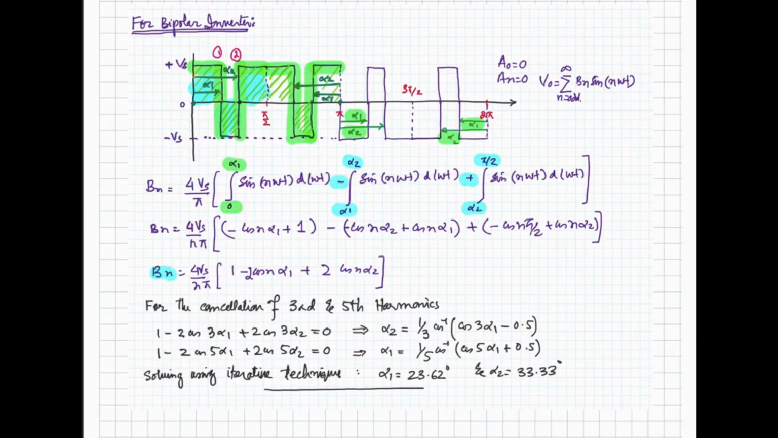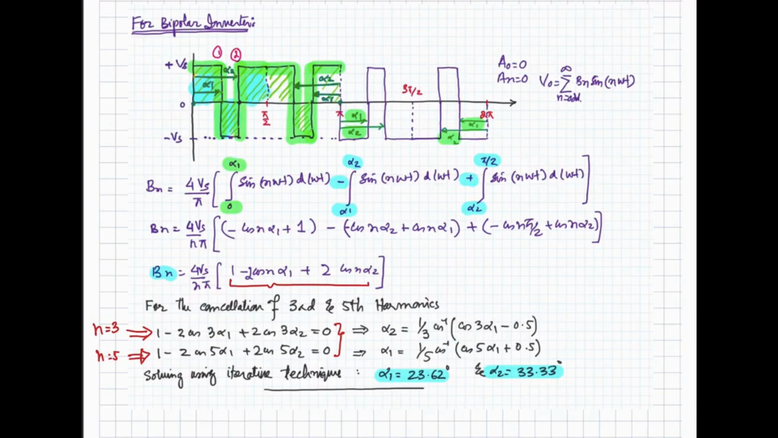Now for the cancellation of the third and fifth harmonic, I can set up two equations looking at this, that this should be equal to 0. So from here you can see, if n is equal to 3 and that is set to 0, meaning you want to cancel out the third harmonic, you have this equation, and for n equal to 5 you will have this equation. Solving these two equations, you will get alpha 1 equal to 23.62 and alpha 2 equal to 33.33. So with these angles, your spectrum will not have any third harmonic and its multiples or fifth harmonic and its multiples.